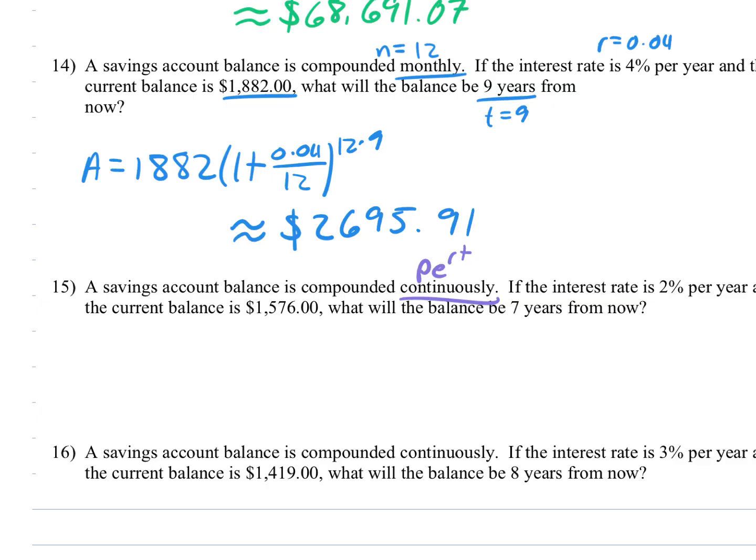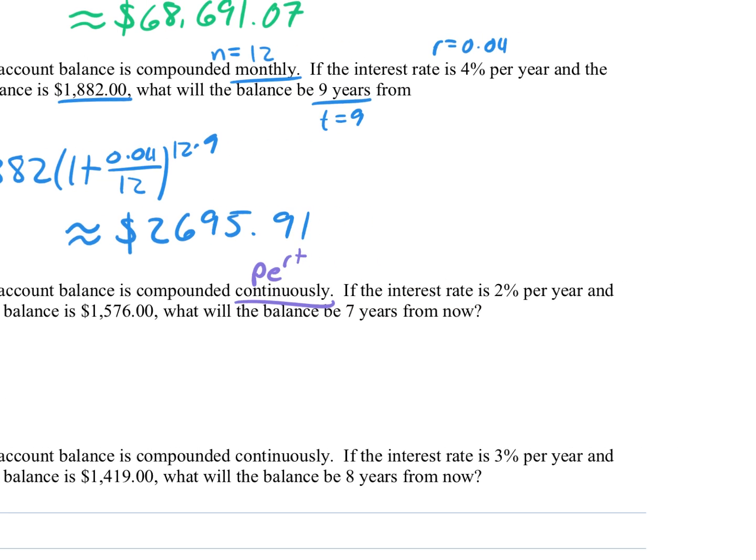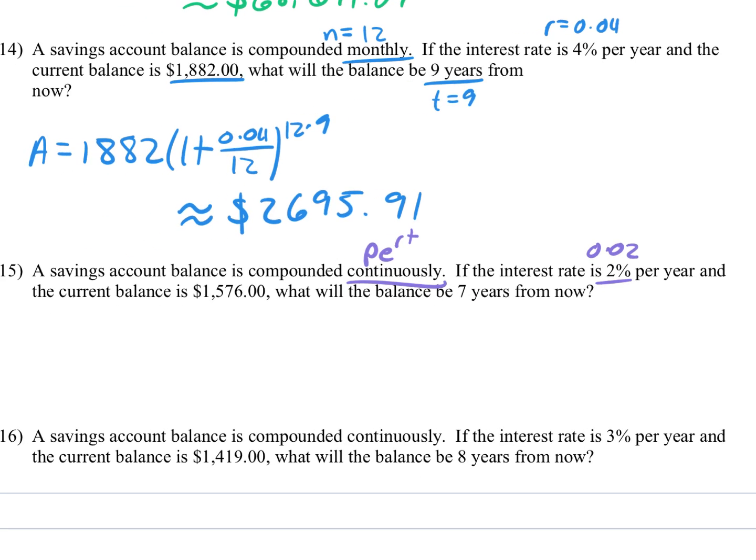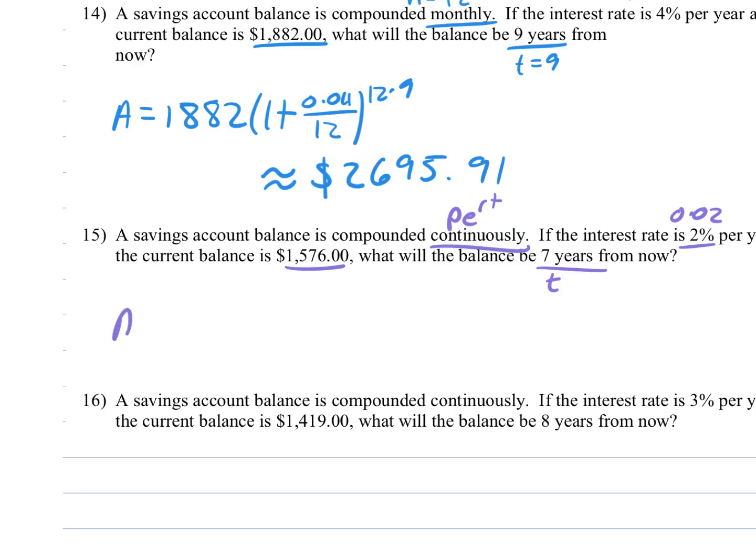That's one way to remember it. Continuously, you're going to use that e constant. Your rate is going to be 2%, so as a decimal, 0.02, and your current balance is 1,576, and you want to find the balance 7 years from now. That's your time. So my accumulated value is going to be 1,576 times e^(0.02 times 7).